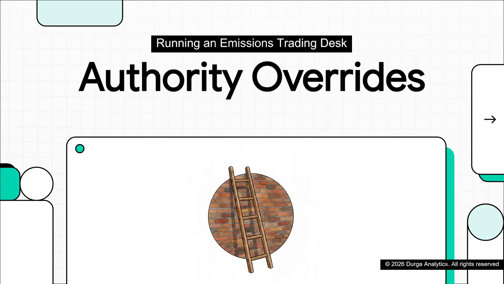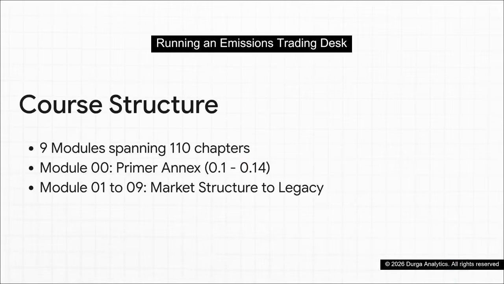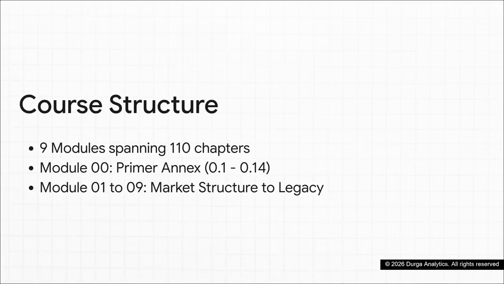We're moving away from the illusion that every blockage can be solved by simply calling a senior manager and moving toward implementing math-backed solutions long before those statutory gates close. Just to ground us, remember our overarching emissions and carbon trading desk master program spans 9 modules and 110 chapters. That's not counting our Module 00 primer annex, numbered 0.1 through 0.14, which sits right before Chapter 1 and isn't counted in the 110. Today, we are deep into Module 1, specifically Chapter 9, establishing what really binds your desk.